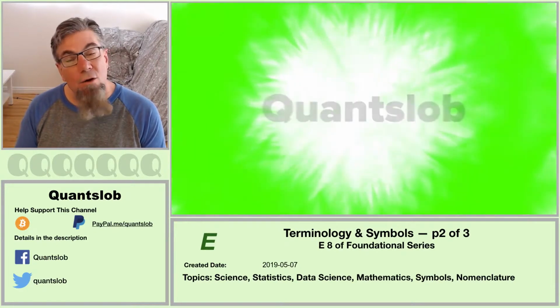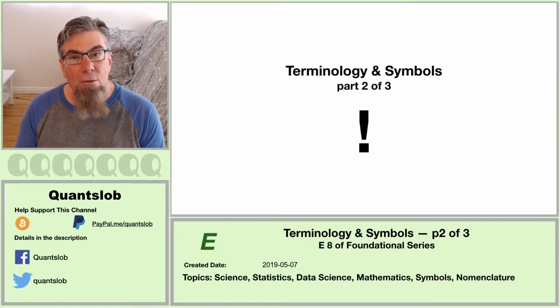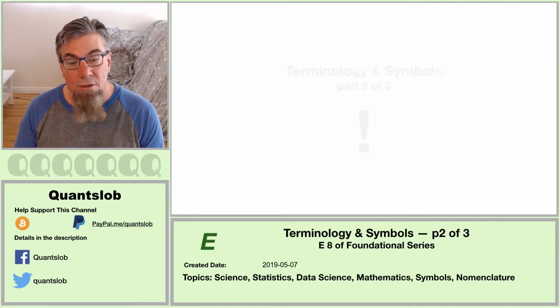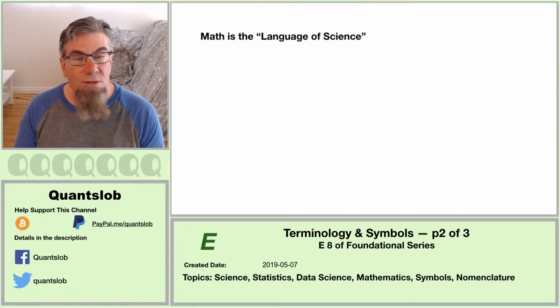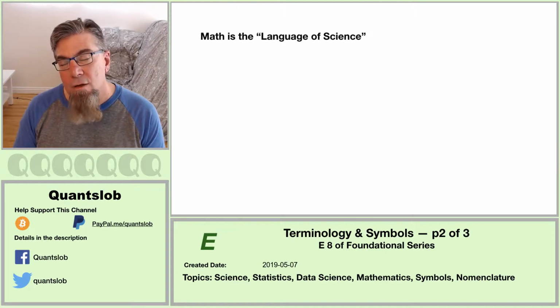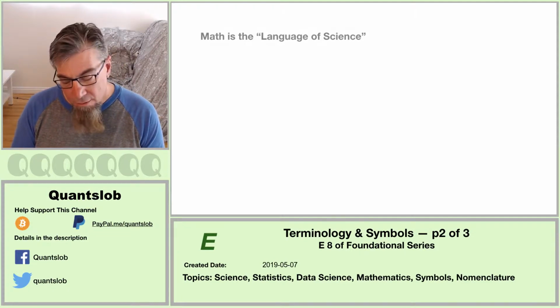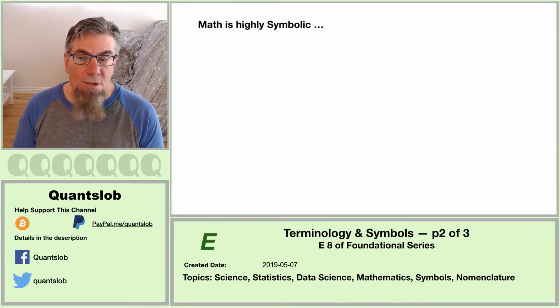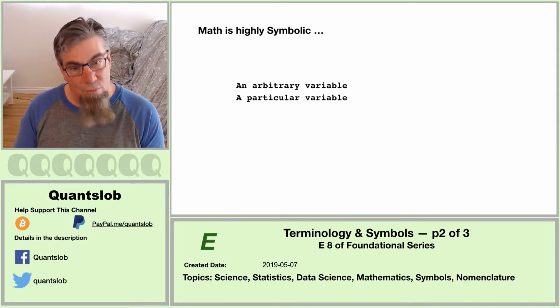This is 8 in our foundational series, and this time around, part 2 of our 3-part micro series on terminology and symbols. Our focus here is going to be on mathematical symbolic representation. Mathematics is the language of science, and science is the foundation of technology. If we are a stranger to math, we may end up being a bystander to technology. The key to begin to understand math is to recognize something that we already know, and that is that math uses symbols to express things.